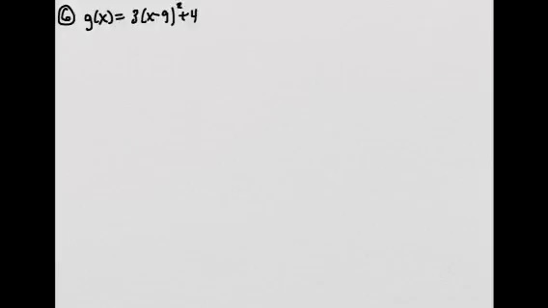Alright, for number 6, we have to restrict the domain. So you ask yourself, what makes this 0? And the answer is 9. So as you can see, h is 9. So that's where the vertex is, right? 9, 4. So I'm going to look at all values greater than or equal to 9. So my domain would be x greater than or equal to 9.